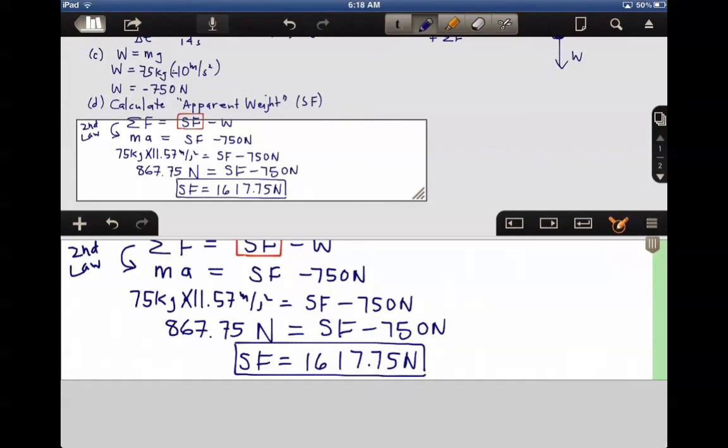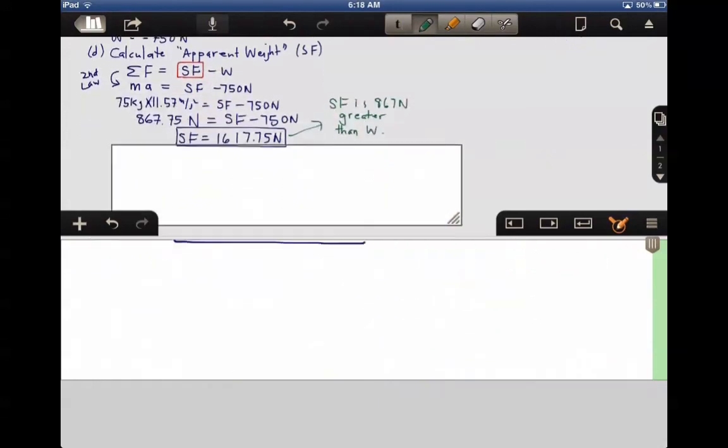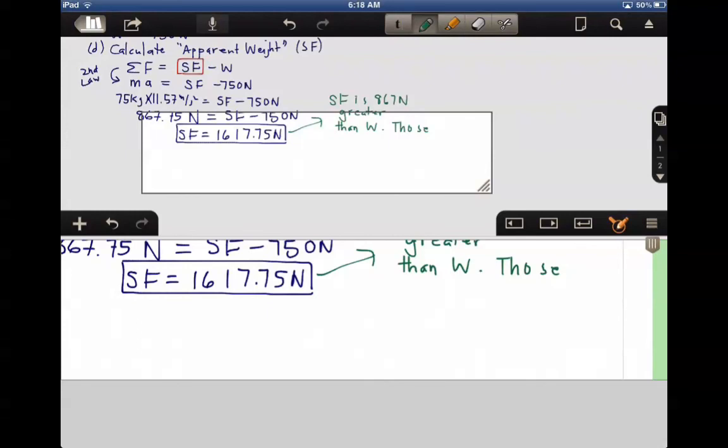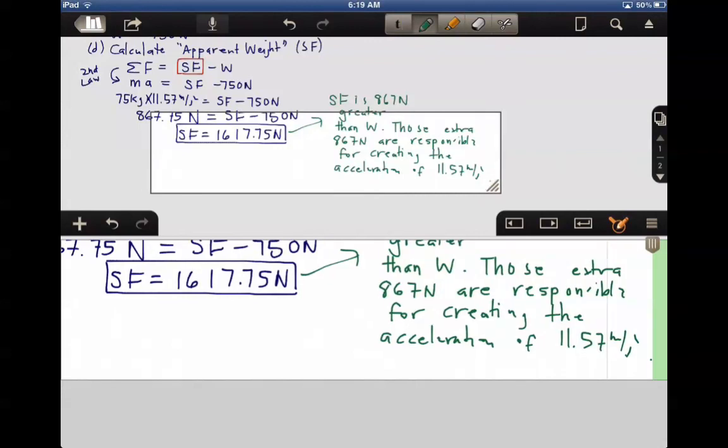Now, some interesting things to note. The support force is 867 newtons greater than the weight. Those extra 867 newtons are responsible for creating the acceleration of 11.57 meters per second squared. And this is the end of this problem.